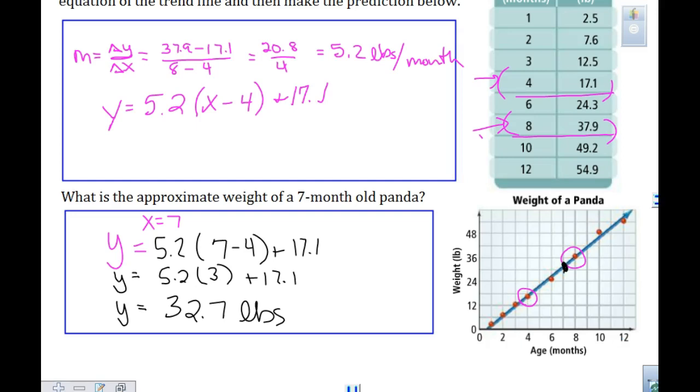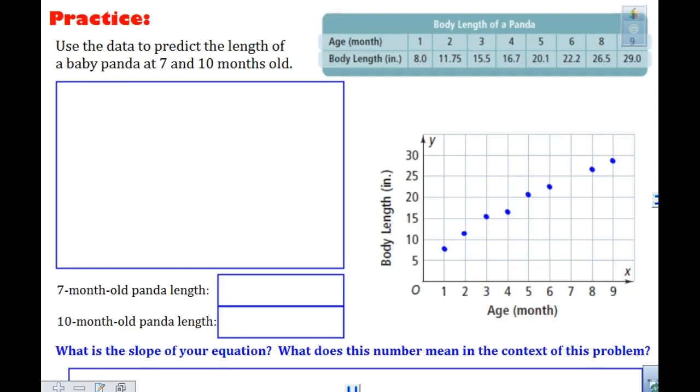All right, so as we are looking at this, top of the next page. Almost done with notes for today so you can get started. Which I do have straight edges for you as you're drawing yours. So it says, use the data to predict the length of the baby panda at 7 and 10 months. Now, if we are looking at our data, is this the same data as before?